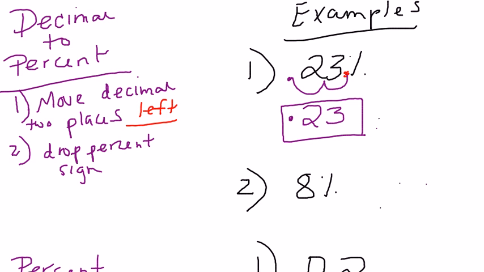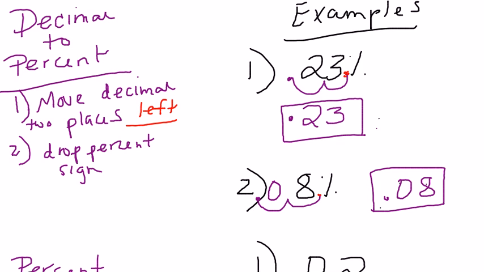Again, I have an understood decimal after the number before the percent sign. Step 1 tells me to move my decimal 2 places to the left. Okay, so 1, 2. This is when I need to add a 0. Okay, so step 2, drop the percent sign, and I'm left with 0.08.